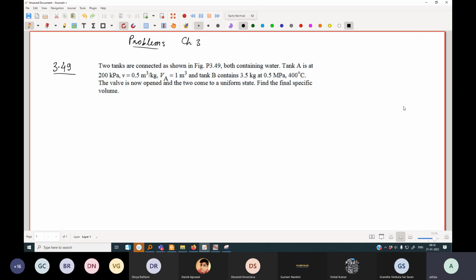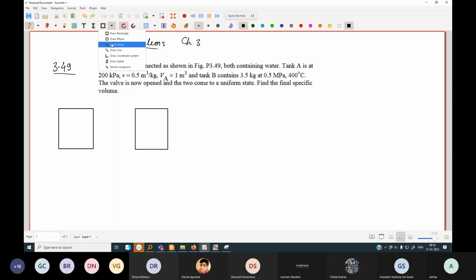So this is the problem. So the schematic of the problem also you must be able to draw. So two tanks are connected as shown in the figure. Okay, let's draw the figure. So we have one tank and another tank, and they are connected by a pipeline, and there is a small valve in the middle.